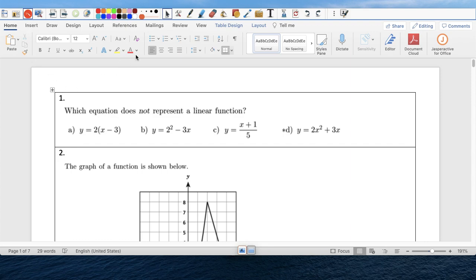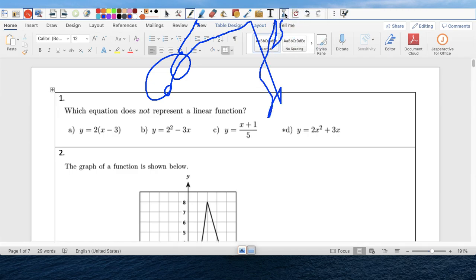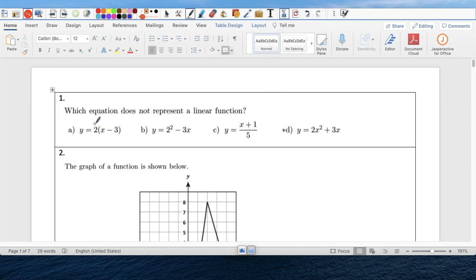First one, which one does not represent a linear equation? Well, if we had the time, we could graph these, right? Create a table, get some points and graph. But as far as, hang on a second, my pen is not working. There we go. Okay, a little better. So if you did a distributive property here, okay, you don't have to.